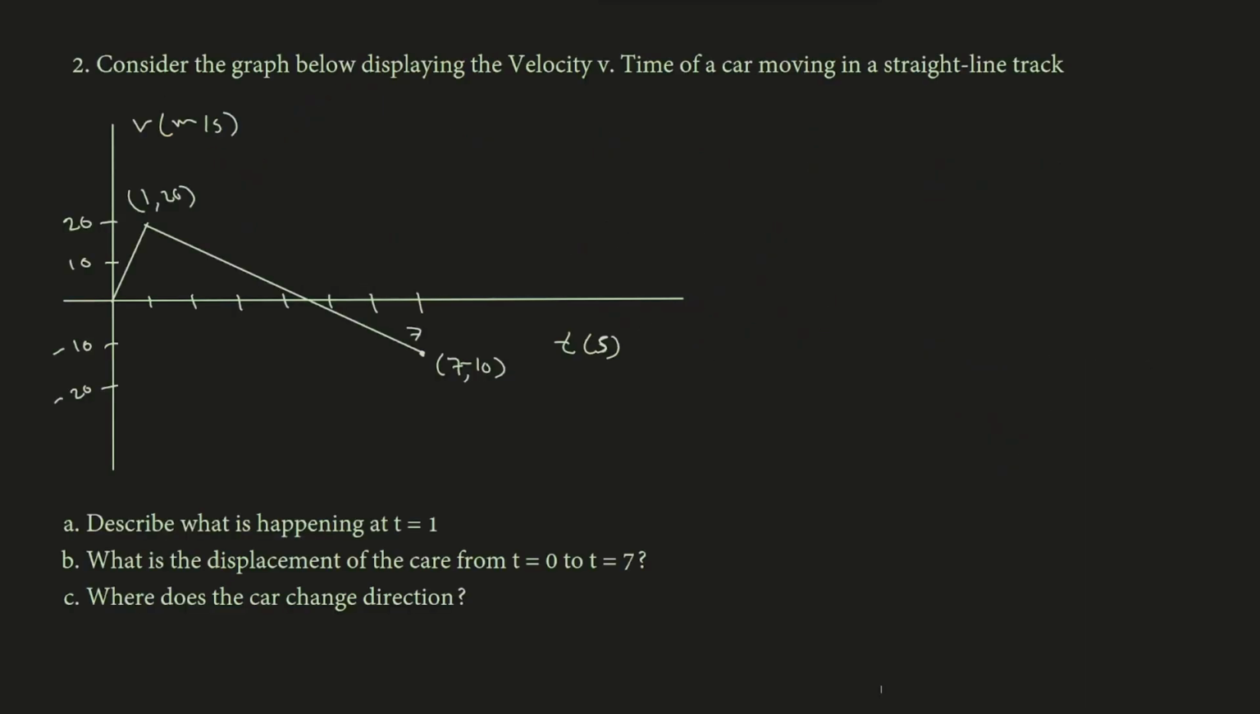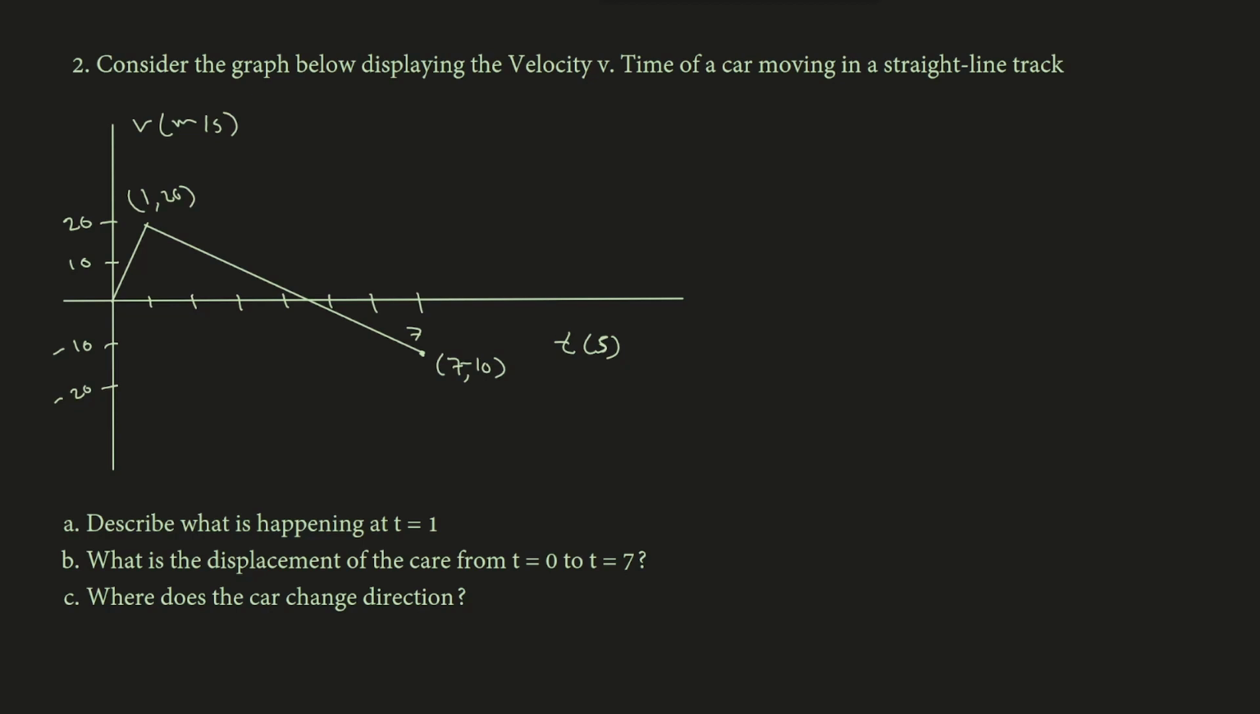All right, for question 2, it's: consider the graph below displaying the velocity versus time of a car moving in a straight line track. And here's the given graph. It's a little messy, apologies. But basically what it's trying to show is that it goes up in a straight line, comes down in a straight line, and the points that are important are noted. V is going to be in meters per second, T is in seconds. So A is asking us to describe what is happening at T equals 1.